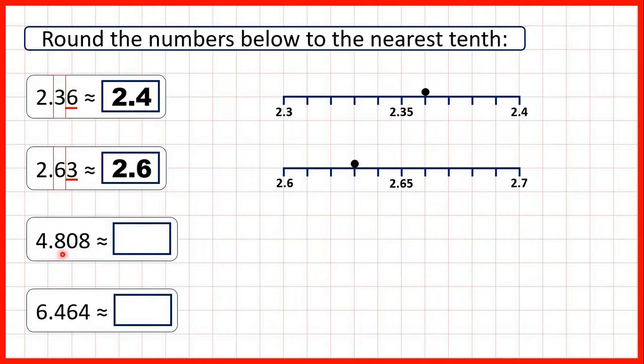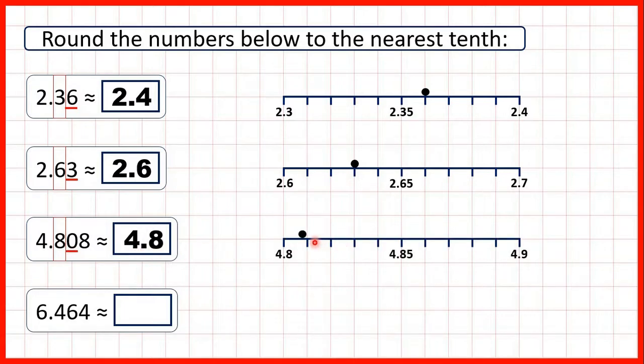4.808, so this time we have 3 digits after the decimal point, but the thousandths digit doesn't make a difference when we're rounding to the nearest tenth. We do the same thing. We find the tenths digit and underline the hundredths digit. Now we have a 0, so we're rounding down. That means the 8 stays the same, and digits to the left of what we've circled stay the same as well. So 4.808 rounds to 4.8.